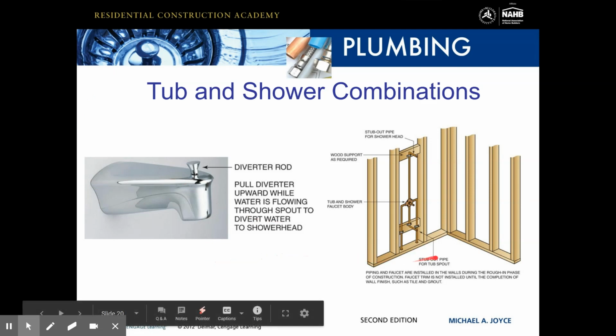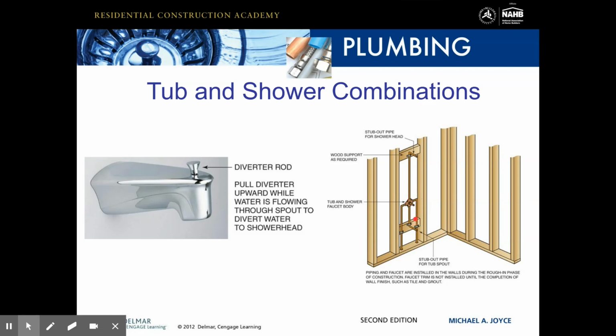And here's a quick diagram of what it looks like when it's roughed in. So here's your tub and shower faucet body, and there you have a mixing valve also. Stub out for shower head. This is usually 6 feet above.